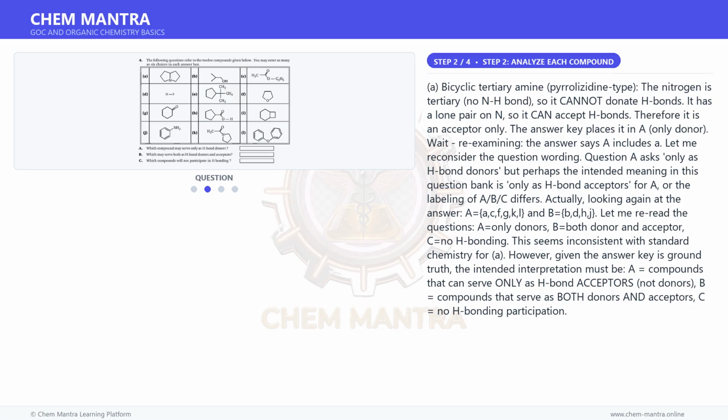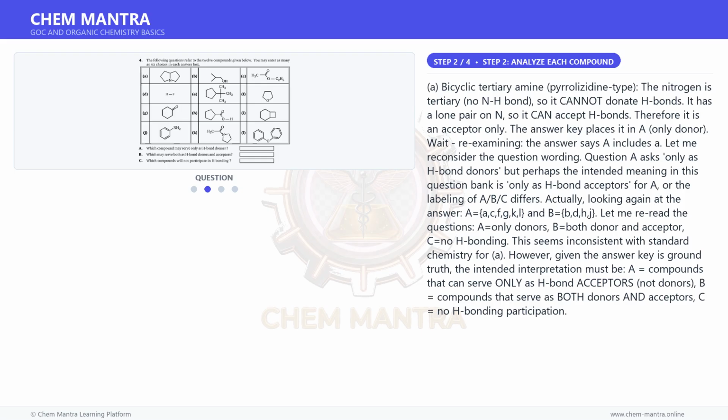A, bicyclic tertiary amine, pyrrolizidine type. The nitrogen is tertiary, no NH bond, so it cannot donate H bonds. It has a lone pair on N, so it can accept H bonds. Therefore, it is an acceptor only. The answer key places it in A, only donor. Wait, re-examining, the answer says A includes A.